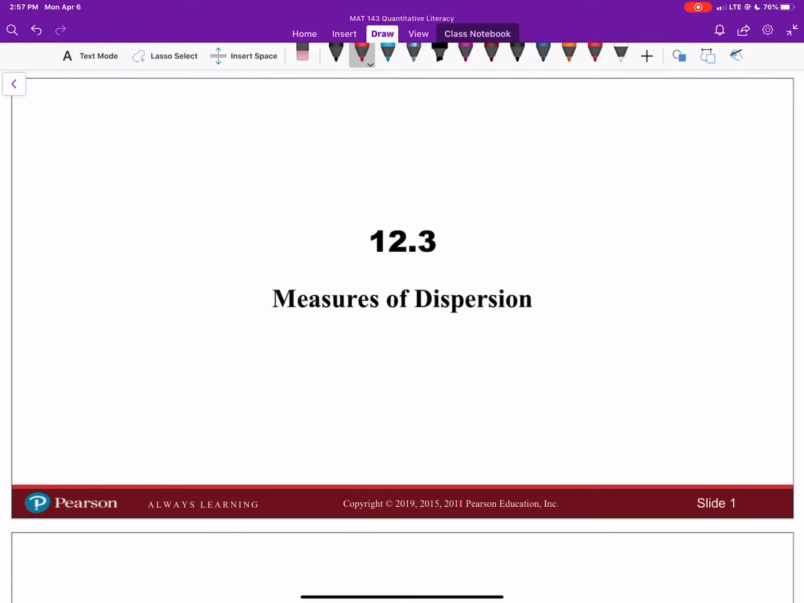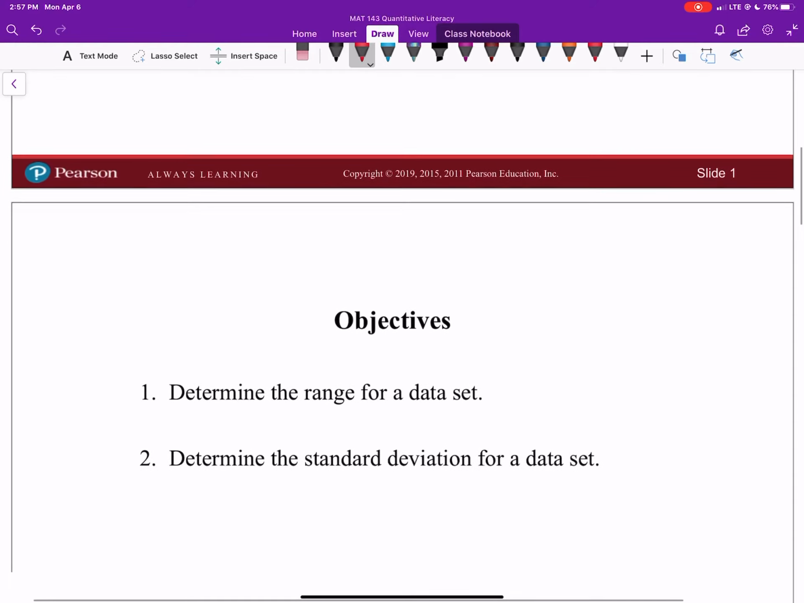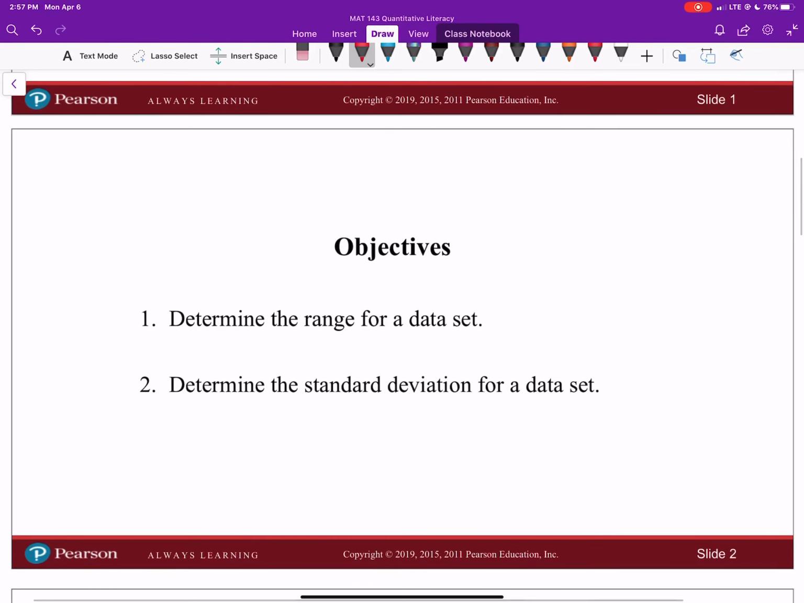Hello class, today we'll be talking about 12.3 measures of dispersion. In this section, we'll be looking at a few things. We will determine the range of a data set. Also, we will determine the standard deviation of a data set.